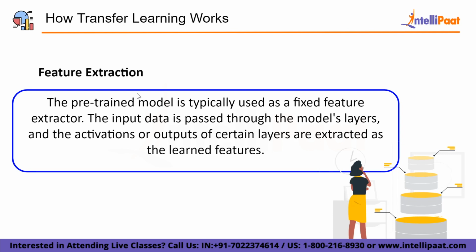So, by feature extraction, what we are doing is the pre-trained model is typically used as a fixed feature extractor. The input data is passed through the model's layers and the activations or outputs of certain layers are extracted as the learned features. In transfer learning, this allows the reuse of valuable learned representations from one domain to improve learning or performance in a related but distinct domain. Often, this requires less data and computation than training an entirely new model from scratch.